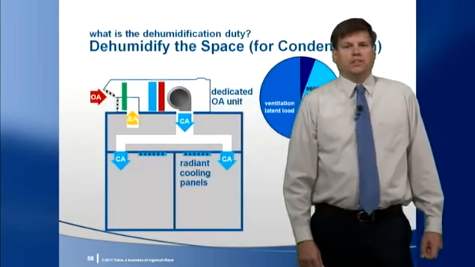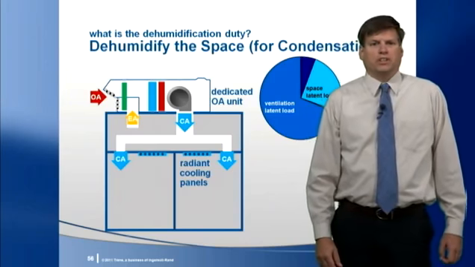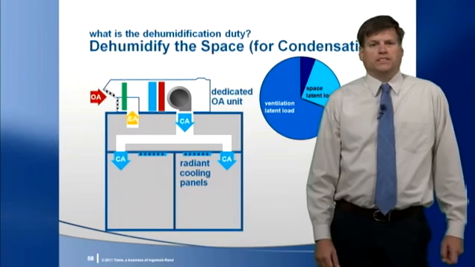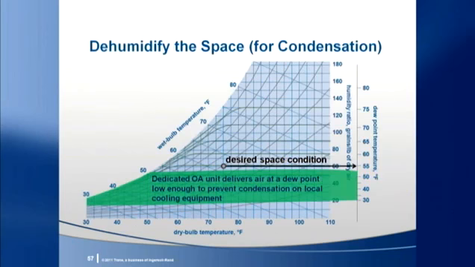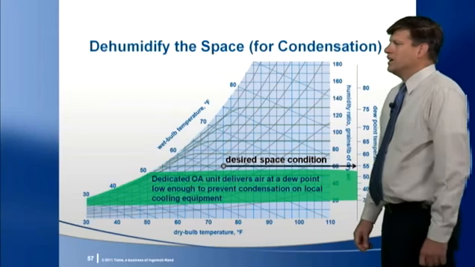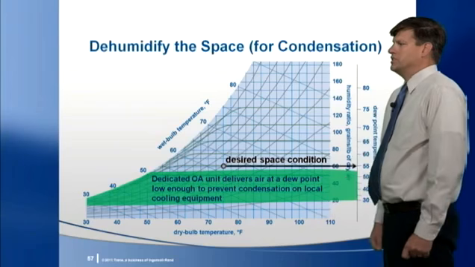Sometimes the goal of the dedicated outdoor air unit is to dehumidify the space far enough to prevent condensation at the local HVAC unit, or to meet a specific humidity requirement for some process. An example of this is when chilled beams or radiant panels are being used for space cooling. In this case, the dedicated outdoor air unit is designed to remove both the ventilation load and the space latent loads. It dehumidifies the air to a dew point that is dry enough to keep the space dew point below the surface temperature of these devices to prevent condensation. In the case of radiant cooling or chilled beams, the space dew point is kept below the chilled water temperature delivered to these devices.